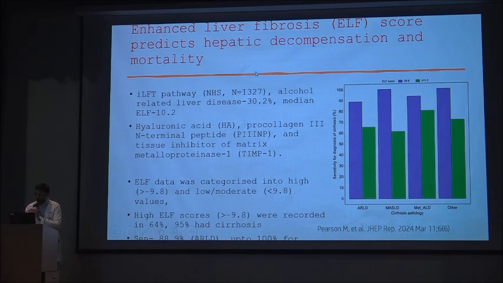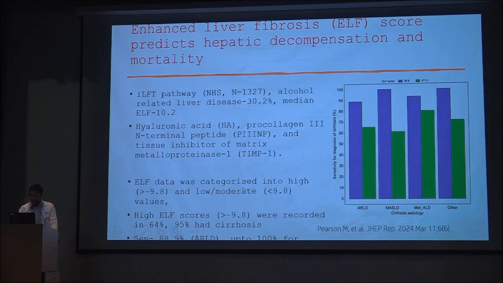So we come to the ELF score, which was studied and predicts hepatic decompensation and mortality. In the NHS study, a population-based study called the ILFT or Intelligent LFT pathway, primary care practitioners take a decision for referral if they have deranged LFT. Out of these 1,327 patients, alcohol-related liver disease was in 30%, with a median ELF of 10.2. The ELF score consists of hyaluronic acid, procollagen 3 N-terminal peptide, and TIMP1.